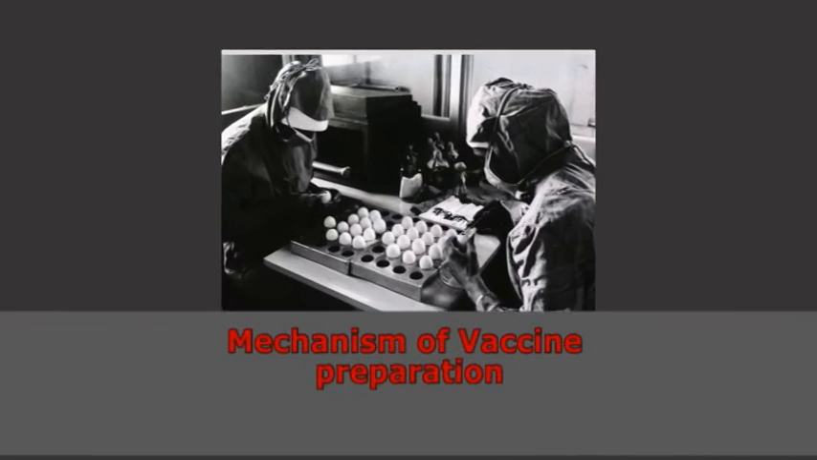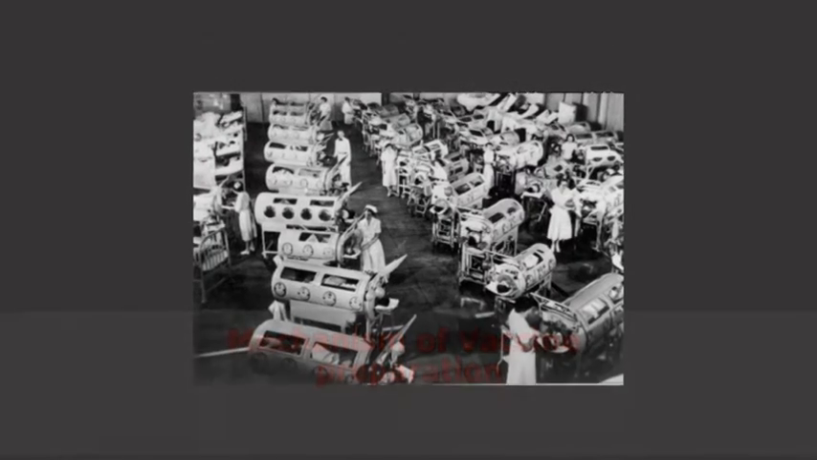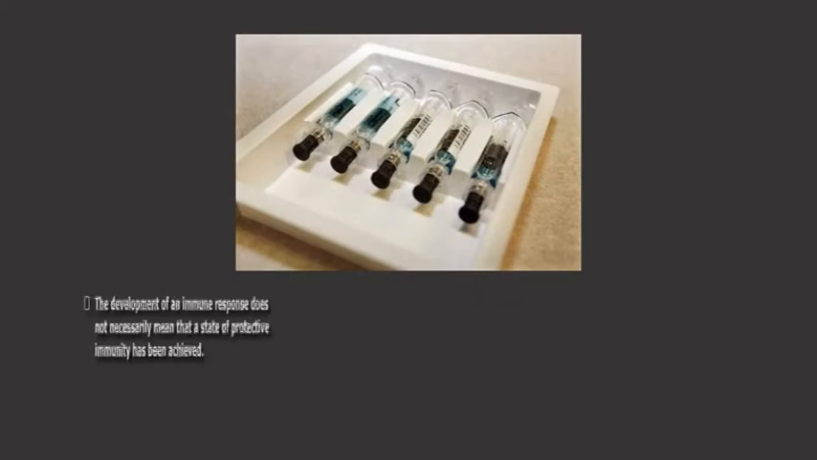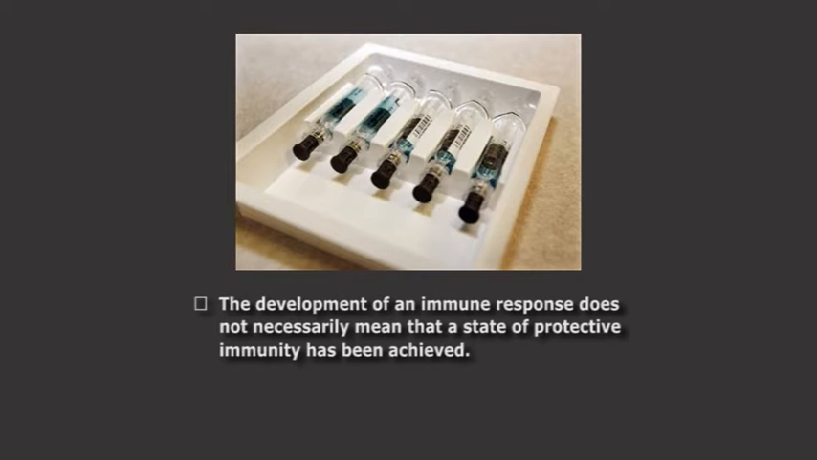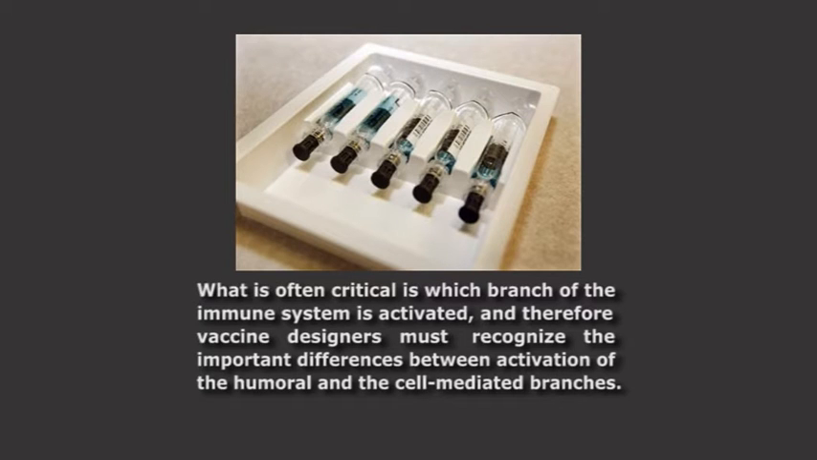Now let us see the mechanisms of vaccine preparation. Several factors must be kept in mind in developing a successful vaccine. Some of the factors are: the development of an immune response does not necessarily mean that a state of protective immunity has been achieved. What is often critical is which branch of the immune system is activated, and therefore vaccine designers must recognize the important differences between activation of the humoral and the cell-mediated branches.